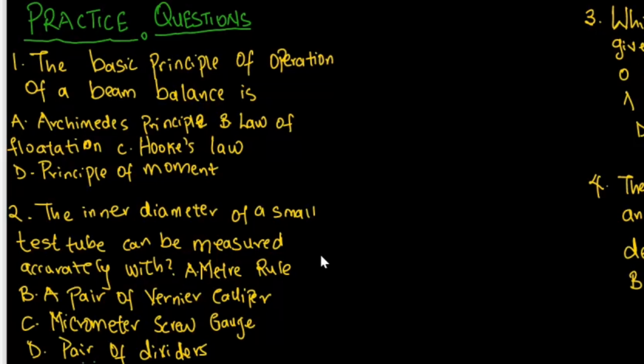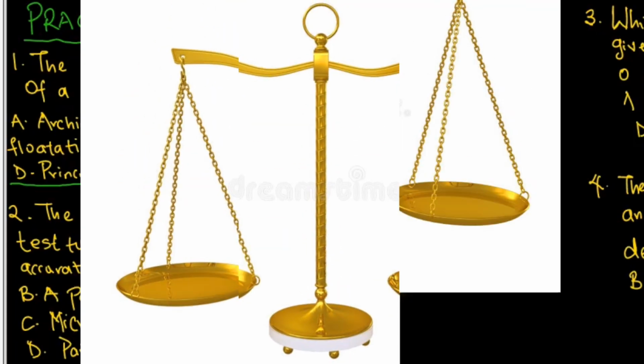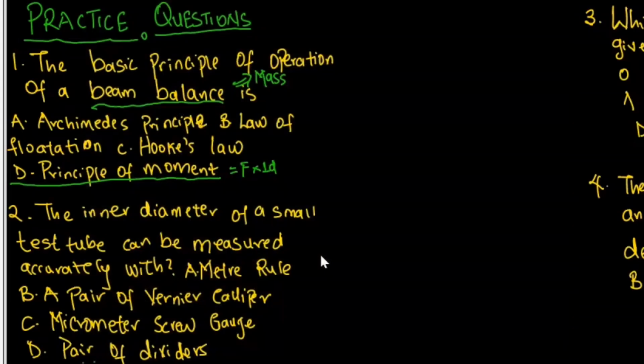The first question reads, the basic principle of operation of a beam balance. Emphasis on a beam balance. Remember, the beam balance is used to measure mass, and the beam balance operates on the principle of moment. So the answer to question 1 is the principle of moment. In a subsequent video, we are going to look at what moment is. Moment is simply the force times the perpendicular distance. So just as you can see on your screen, that is the beam balance, and the beam balance operates on the principle of moment.